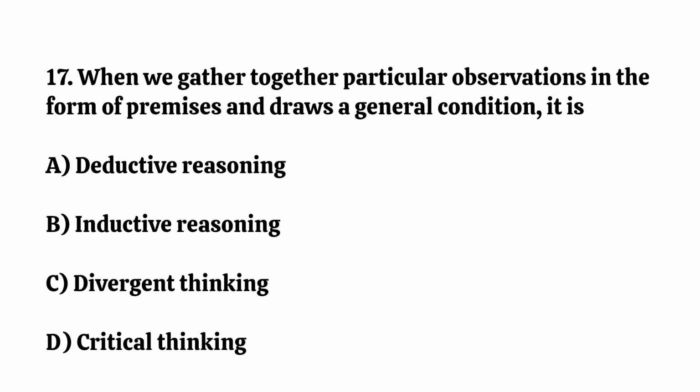Next question. When we gather together particular observations in the form of premises and draw a general conclusion, it is A. Deductive reasoning, B. Inductive reasoning, C. Divergent thinking, D. Critical thinking. Answer is option B. Inductive reasoning.